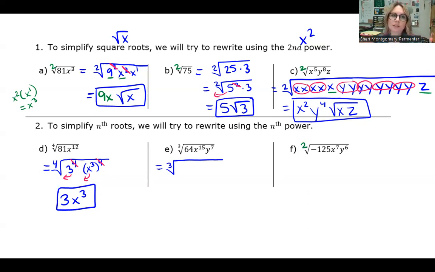So 64 is what to the third power? All right, x to the 15th. Can 3 go into 15? How many times? 5. And if you're confused about which one goes inside versus outside, you want the one outside that's going to cancel. You could write it flipped and it makes the same number.